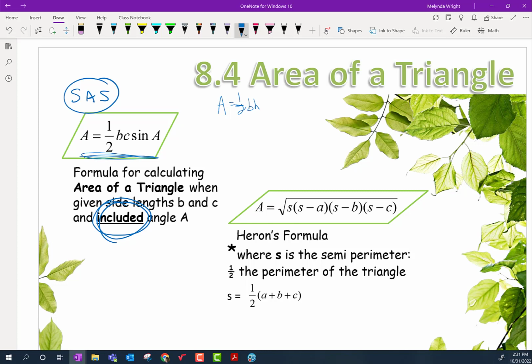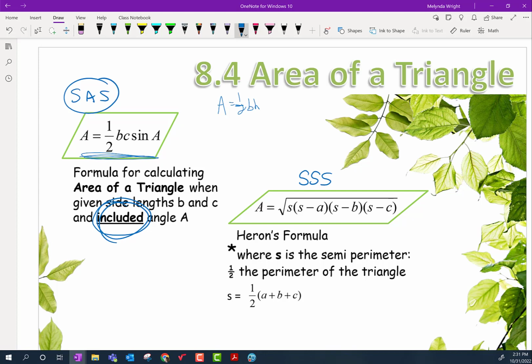The second one is called Heron's formula. This is for if you have side, side, side. You don't have any angles whatsoever. And you could find the angles. We know we can use law of cosines to find angles, but if you don't want to go through that process, then you could use this formula, Heron's formula. It doesn't really matter which of the formulas you use. You're going to get the same area answer. It's just depending on the information that you have to work with.